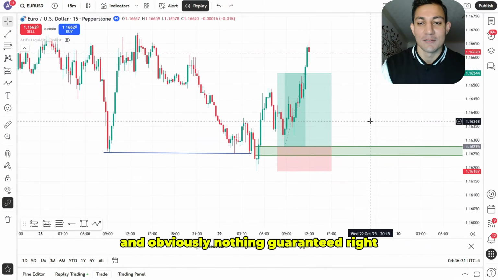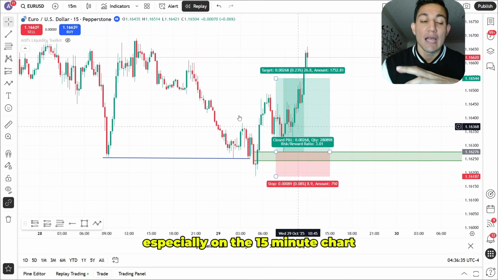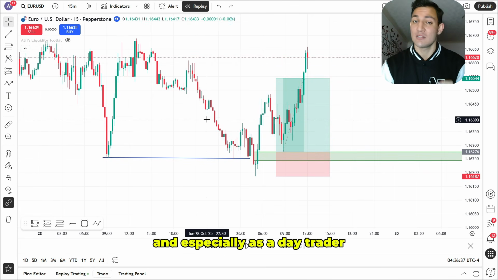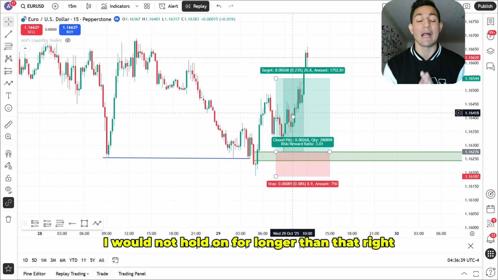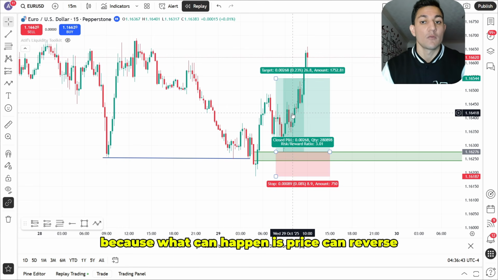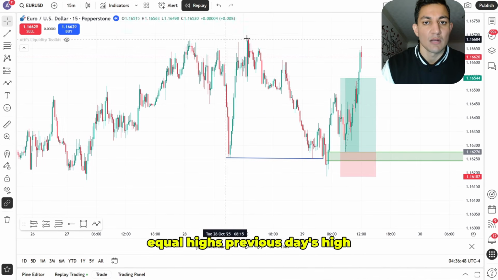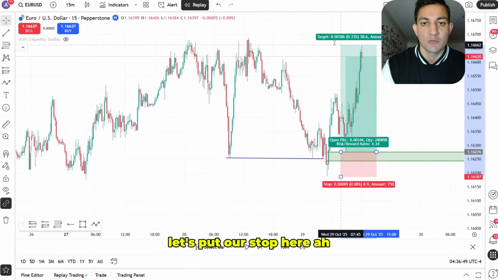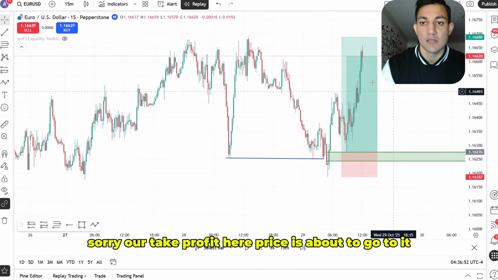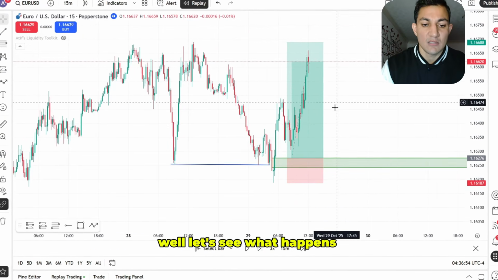Obviously, nothing is guaranteed, right? But for your take profit, especially on the 15-minute chart, and especially as a day trader, you want a 3-to-1 risk to reward ratio. I would not hold on for longer than that, because what can happen is price can reverse. I'm going to show you this in this example, because you're going to think, oh, Atif, easy liquidity here, right? Equal highs, previous day's high. Let's put our stop here. I take profit here. Price is about to go to it. Well, let's see what happens.